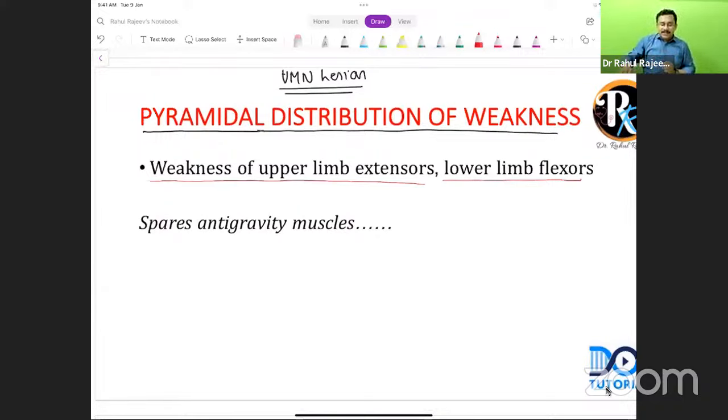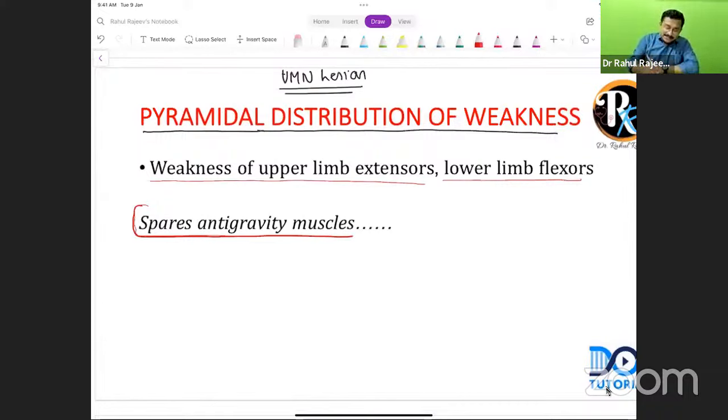So this is the body's adaptation just to spare the anti-gravity muscles. Okay. So UMN weakness or pyramidal weakness spares the anti-gravity muscles. Now you might ask me, sir, I have a doubt, sir. What is that doubt? My doubt is, I have seen patients in my ward not even able to move a finger after a stroke. Why does that happen, sir? You said there is a differential distribution of weakness. I have seen patients where biceps, triceps, everything is zero power. Well, that can happen.